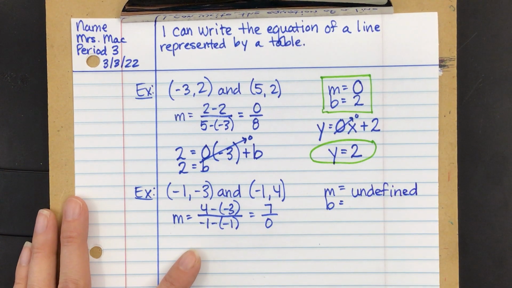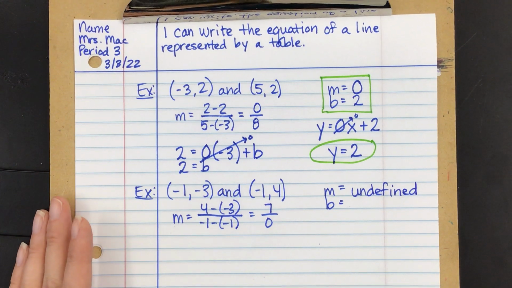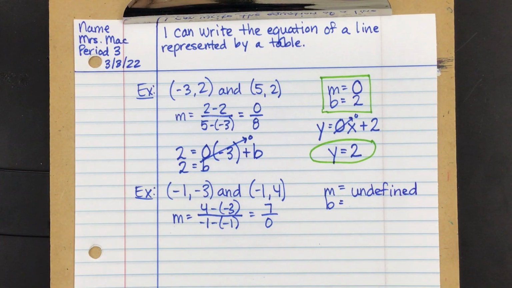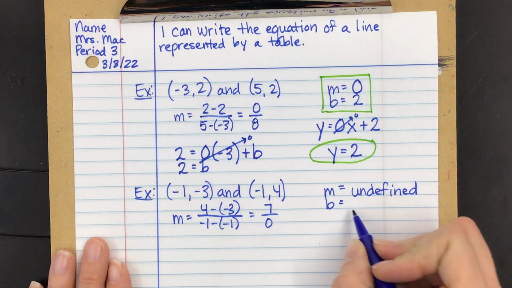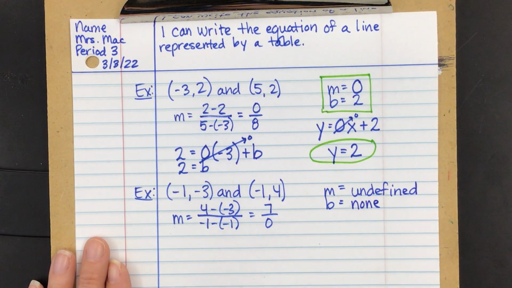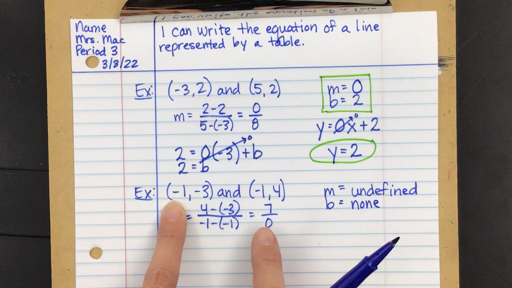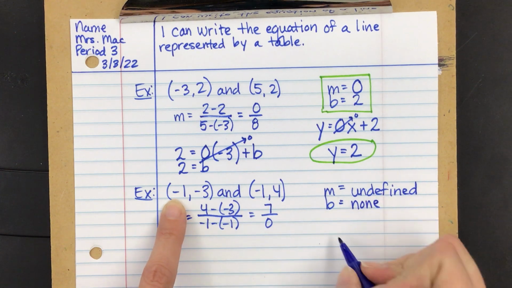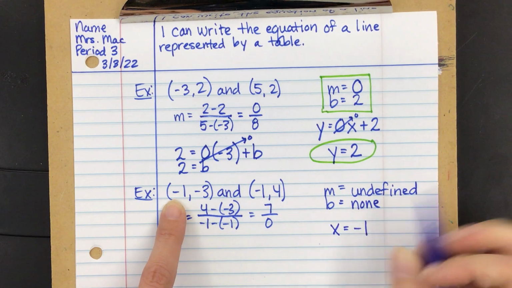Undefined. If the slope is undefined, it is vertical. It is a wall, okay? And undefined lines do not have y-intercepts because they don't cross the y-axis. Unless x is equal to 0, then it is the y-axis, but that's a rare circumstance. So there is no y-intercept. So you're going to have to just know that if x is -1 here and x is -1 here, x is always -1.